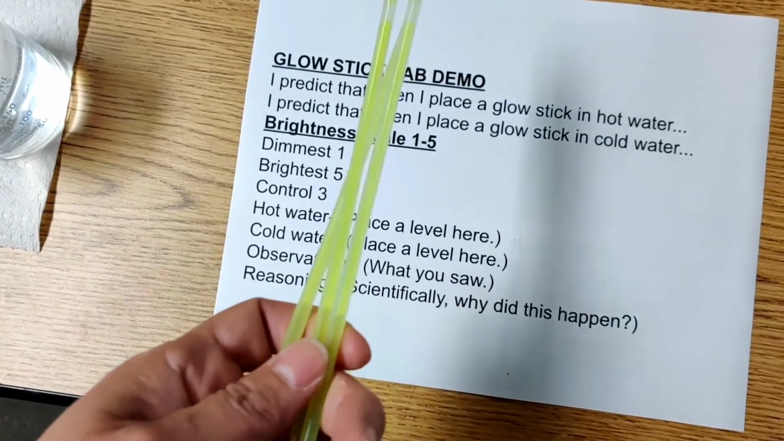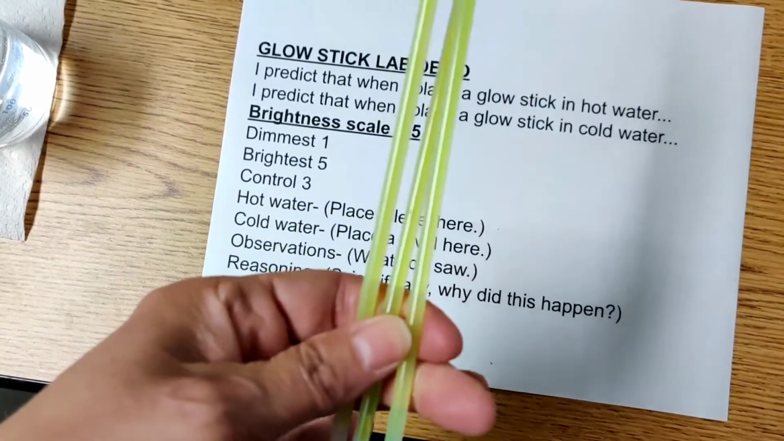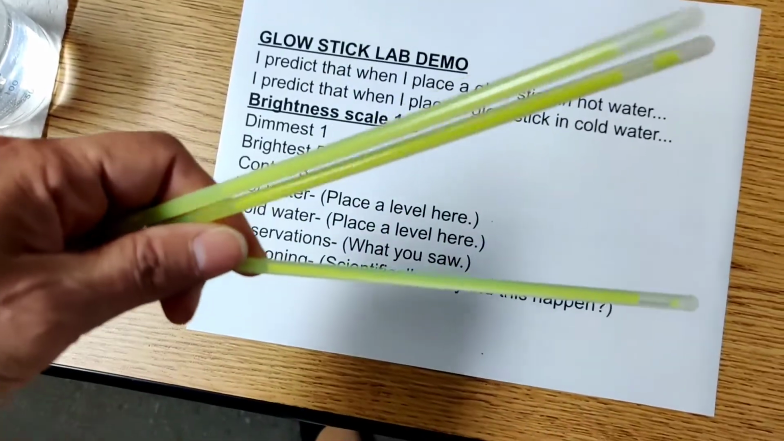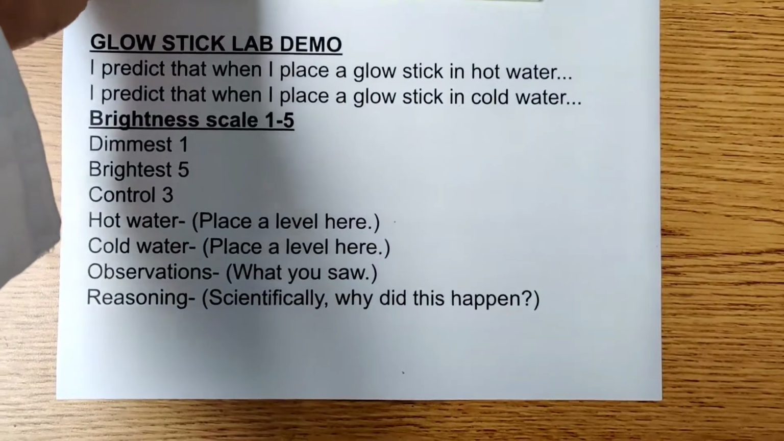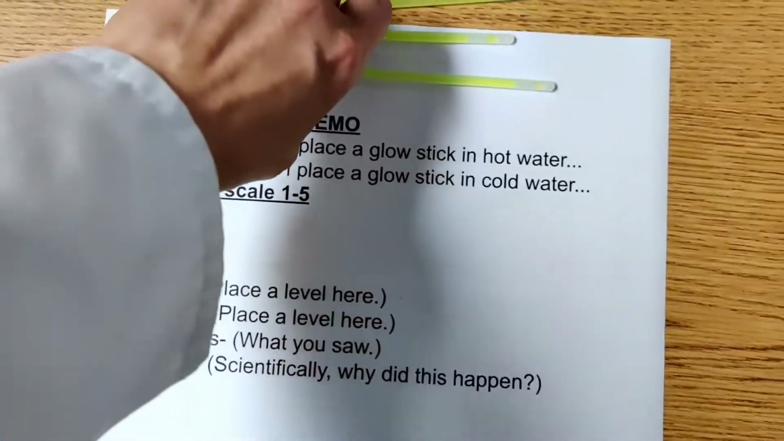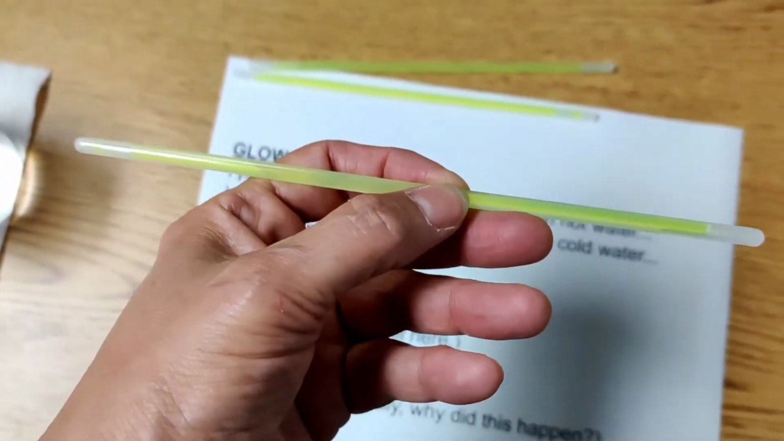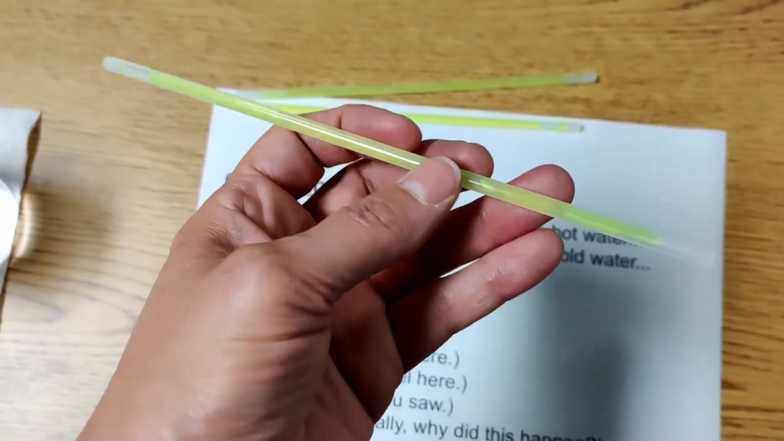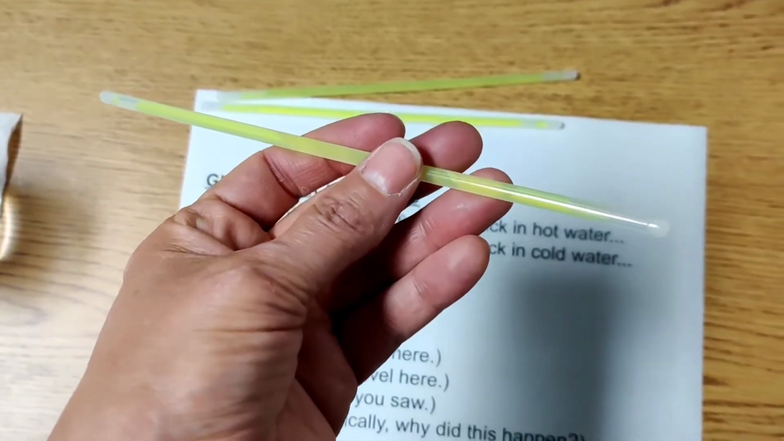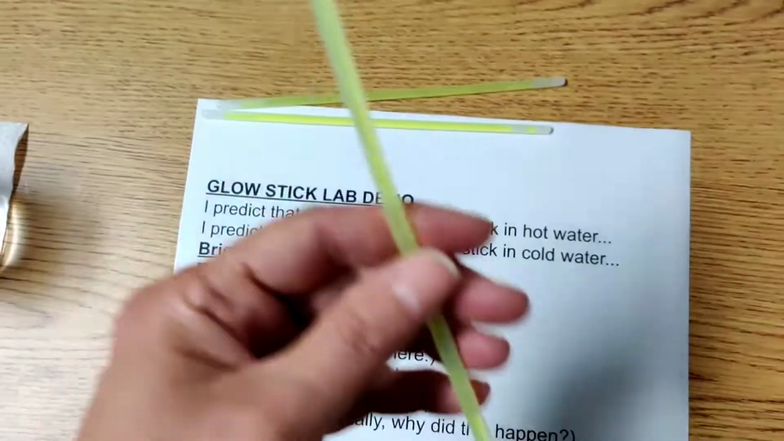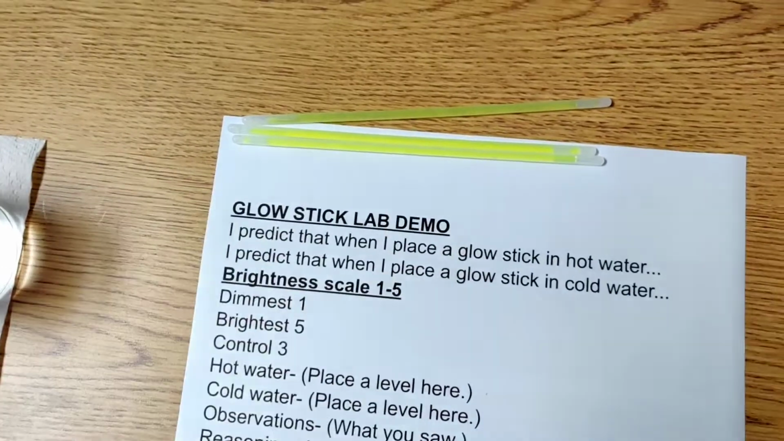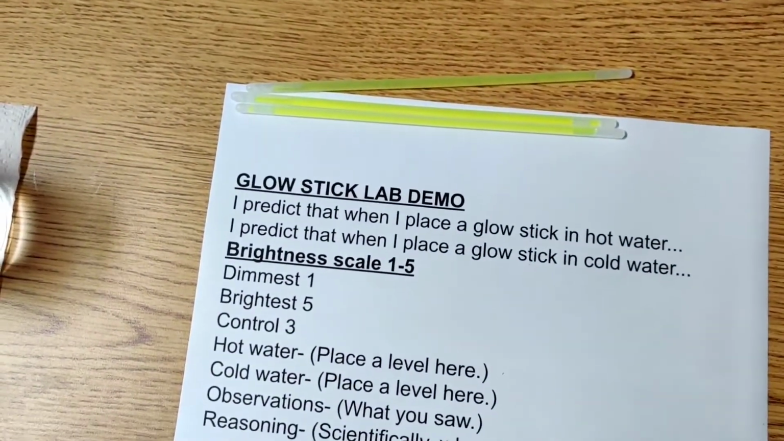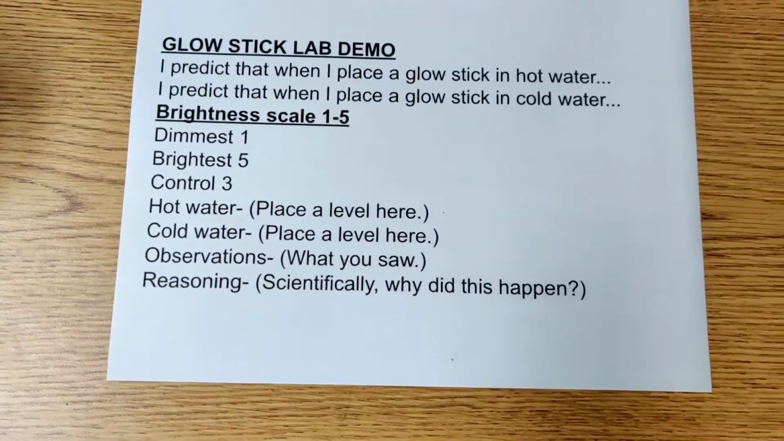So glow sticks, you've probably seen these before. The outside is plastic, inside is a very thin glass tube. Inside that glass tube is some diphenyl oxalate, and outside of the tube is some hydrogen peroxide. What happens is when you bend this, you're breaking that glass tube and you're releasing the chemicals. You shake it up vigorously to mix those chemicals to have a reaction, and then it's going to emit some light.